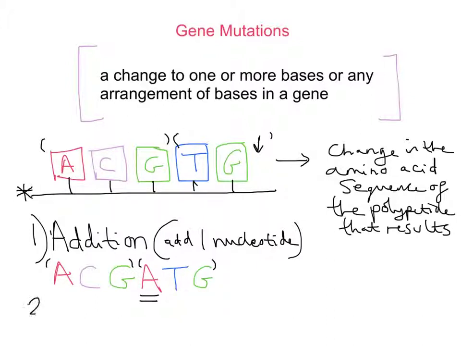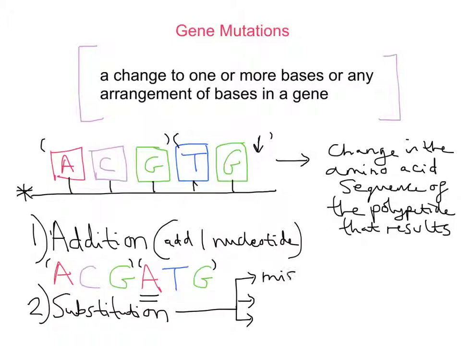The second type that we need to cover is a substitution mutation, and that's when we replace a nucleotide with a completely different base. And there are 3 possible consequences of a substitution. So there are almost 3 eventualities. We could get what's called a missense mutation. Now in a missense mutation, that's when the base change simply results in a different amino acid being coded for.